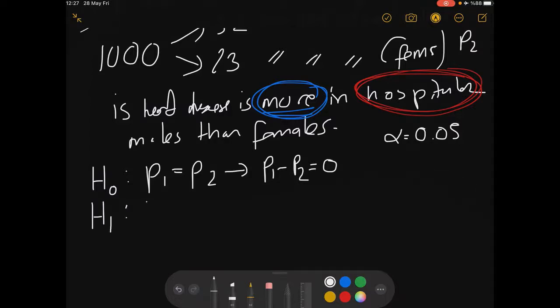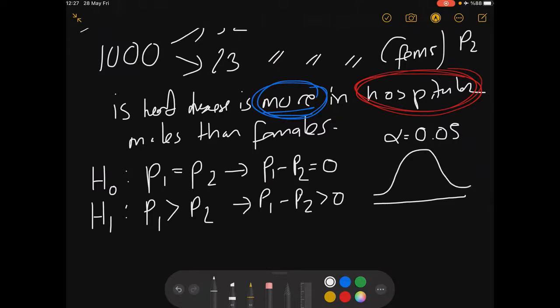And your P1 and P2, how are they related? Is heart disease more in hospitalized males? So it means that what we put here would be one-tailed hypothesis testing. So it means that your P1 minus P2 should be larger than 0. So what would be my threshold value here? You see it is one-tailed this time, and all your 0.05 is here. So what has been left here would be 0.45.